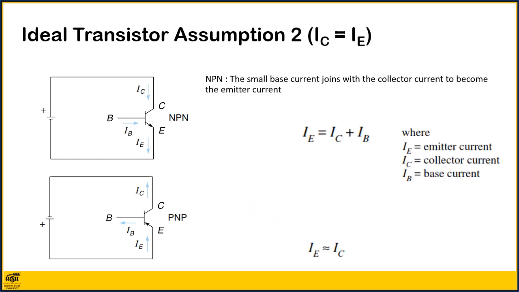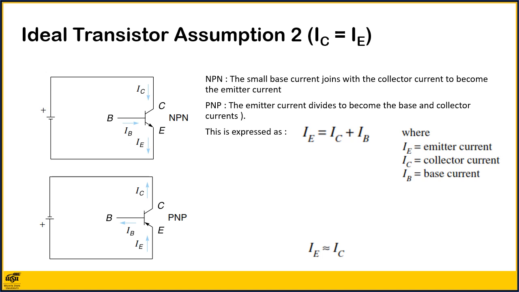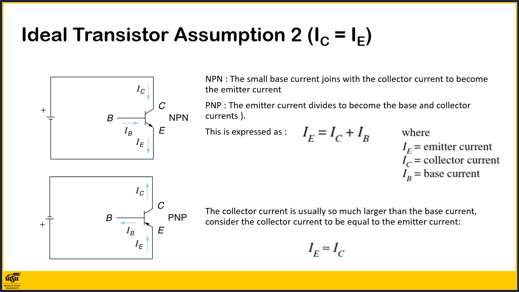Inside the transistor, the small base current joins with the collector current to become the emitter current, or the emitter current divides to become the base and the collector currents in the PNP. This is expressed as IE equals IC plus IB, where IE equals the emitter current, IC equals the collector current, and IB the base current. However, because the collector current is usually so much larger than the base current, a useful approximation is to consider the collector current to be equal to the emitter current, that is, IE is equal to IC, and IB is negligible.